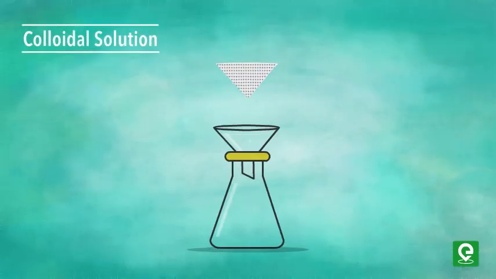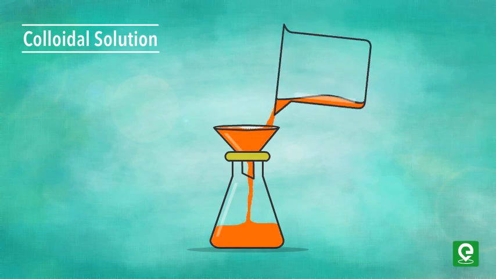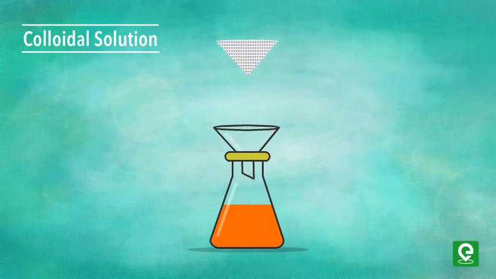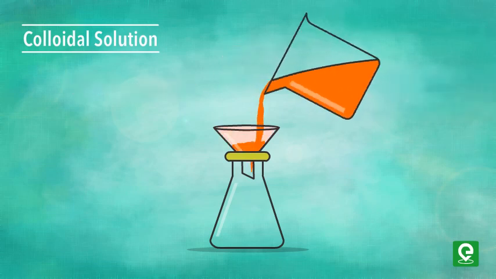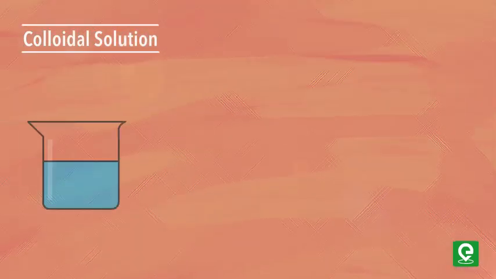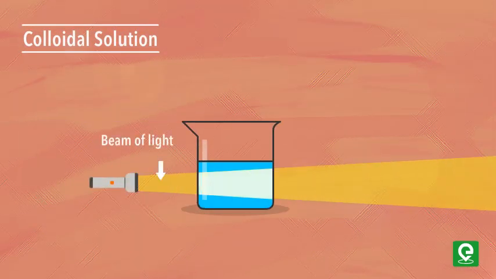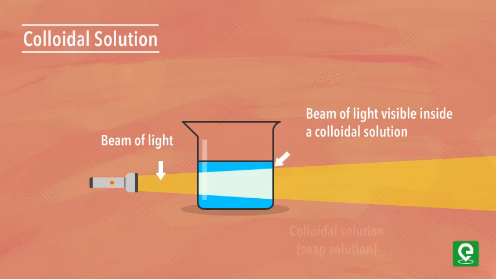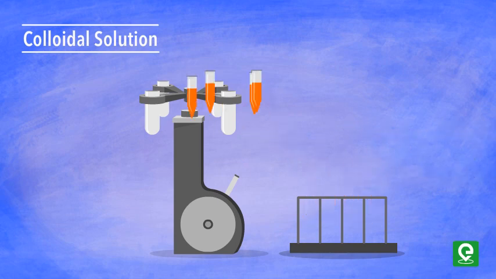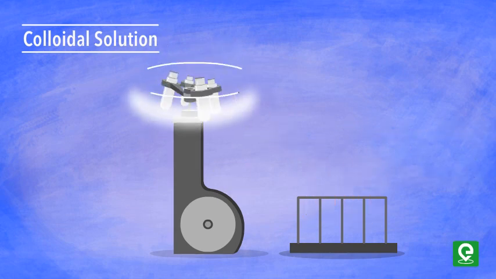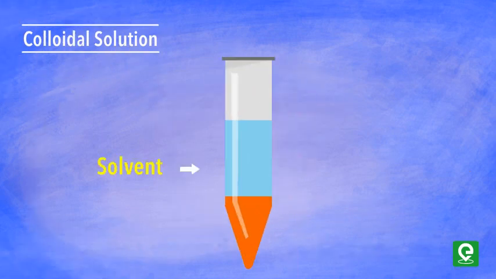Just like true solutions, colloidal particles are small enough and cannot be seen through naked eye. They easily pass through filter paper. But colloidal particles are big enough to be blocked by parchment paper or animal membrane. Colloids scatter light, and we can see the path of light beam inside a colloidal solution. Another important property of colloids is to settle under centrifuge, means when a colloidal solution is passed in a centrifugal machine, solute gets separated from solvent.